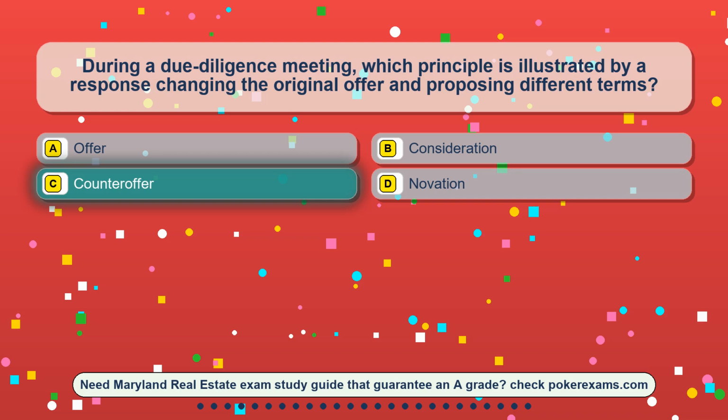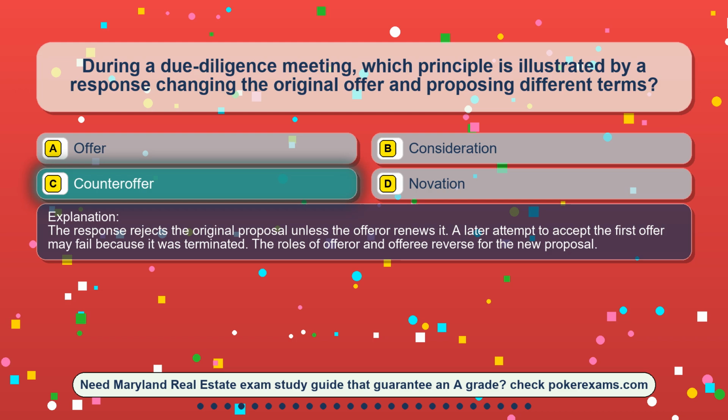The correct answer is option C, counteroffer. The response rejects the original proposal unless the offeror renews it. A later attempt to accept the first offer may fail because it was terminated. The roles of offeror and offeree reverse for the new proposal.